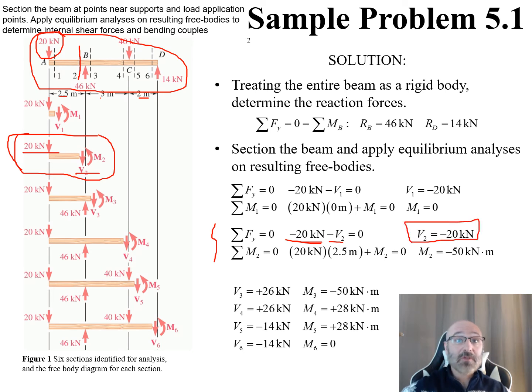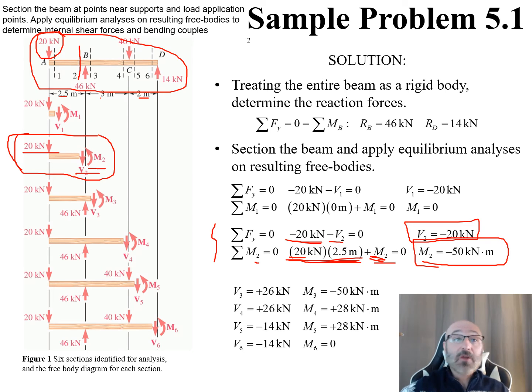So now we can do our moments. If we take our moments about our point 2 right here, we have a force times our perpendicular distance. So we have 20 kilonewtons times 2.5 meters plus our moment at M2. We can see this is actually going counterclockwise, so that's positive. So we have 20 times 2.5, which is 50 kilonewton meters, equal to a negative M2, or M2 is equal to negative 50 kilonewton meters when we solve for that.